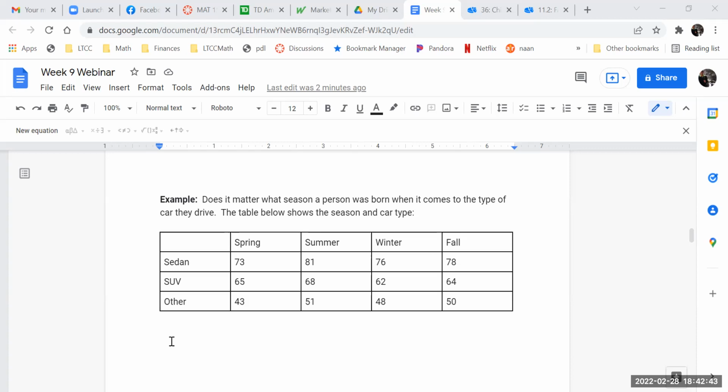We have 2 qualitative survey questions, where the first question is, what season were you born in? And for example, I would say summer. I'm a July baby. Okay. And what kind of car do you drive? Any guess what I would say? I have a feeling you could never, ever guess the kind of car I drive right now.